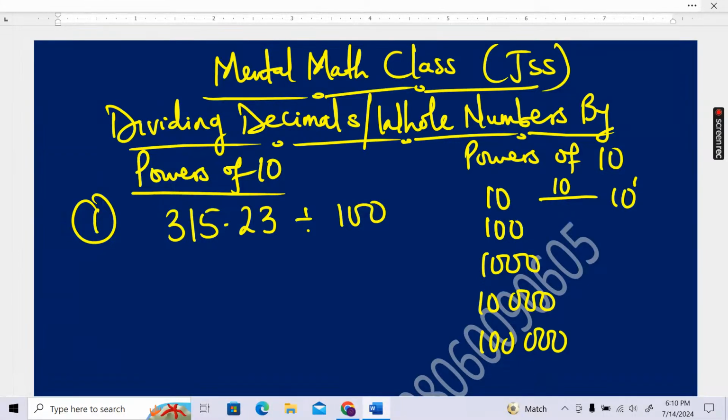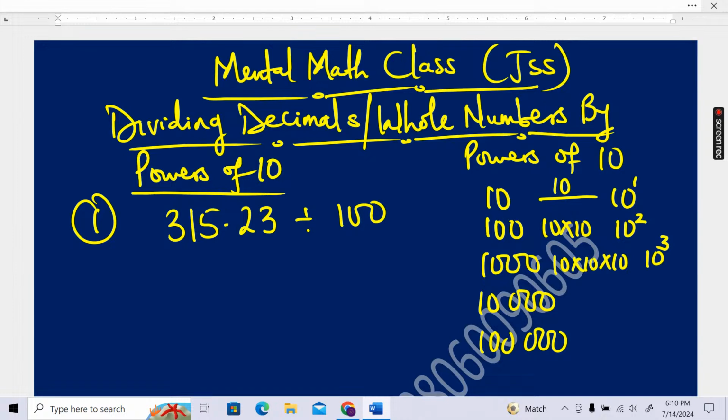All right, and that means just 10. 100 means 10 times 10, and that's 10 raised to power 2. 1,000 means 10 times 10 times 10, and that is 10 raised to power 3. Now, what does 10,000 mean?